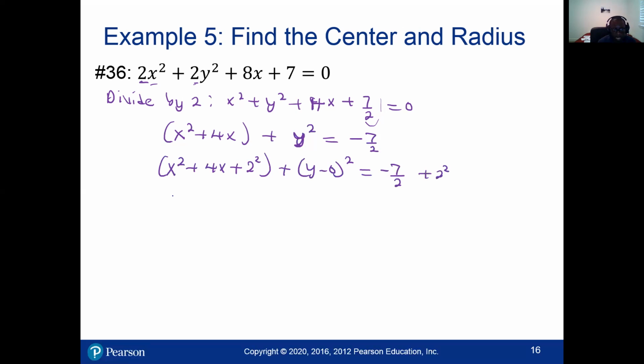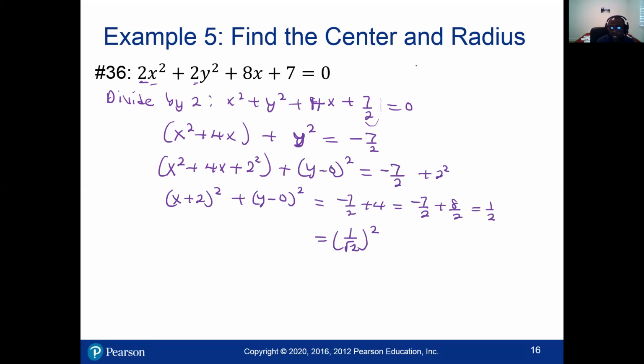Okay, so this gives us x plus 2 all squared, then y minus 0 all squared is equal to minus 7 over 2 plus 4. Let's simplify this side. That gives us minus 7 over 2 plus 8 over 2, and that gives us 1 over 2. But notice that 1 over 2 is the same as 1 over square root of 2, all squared, because the standard form is x minus h all squared plus y minus k all squared is equal to r squared.